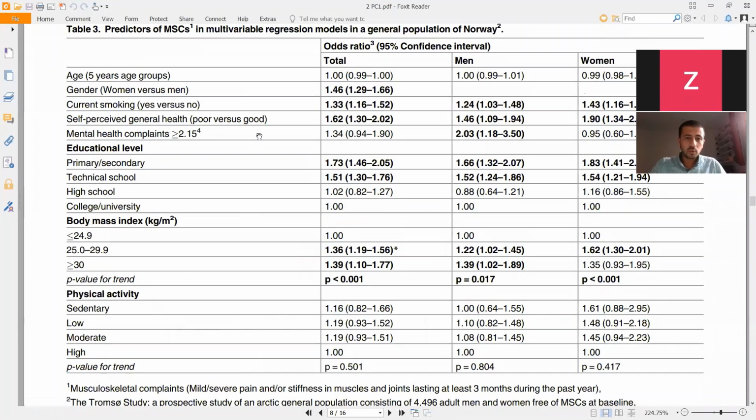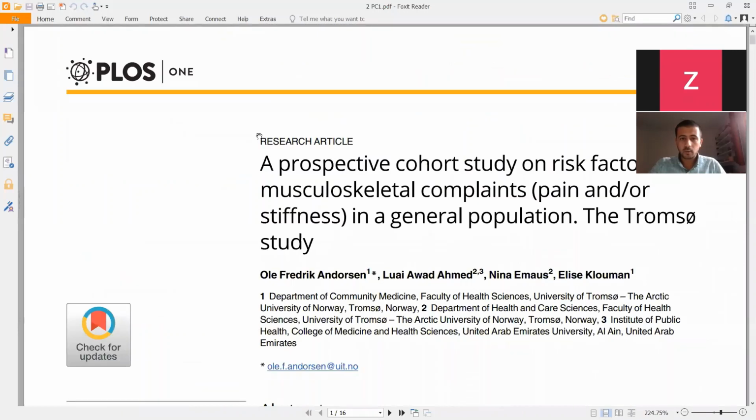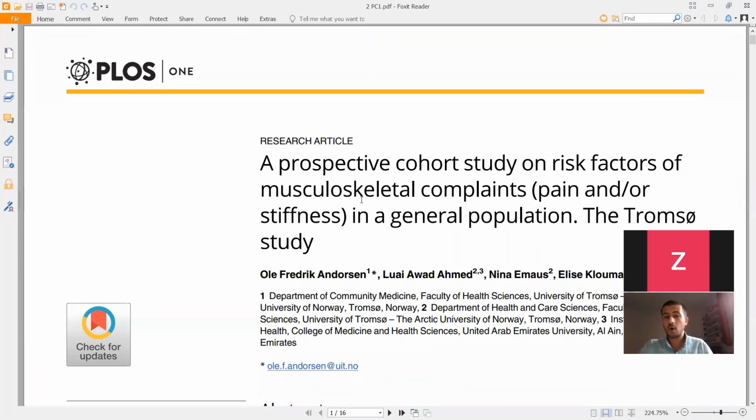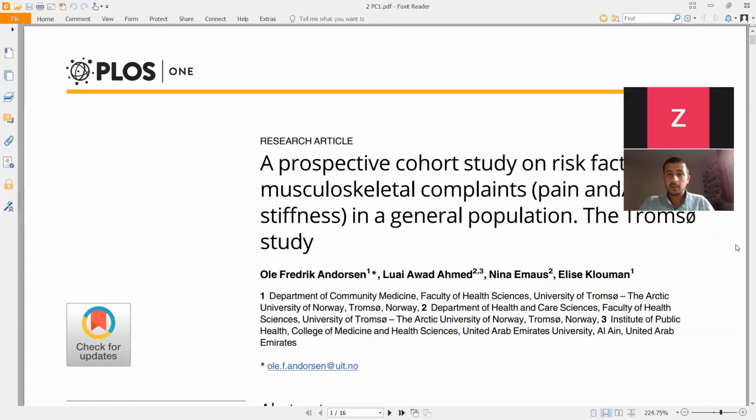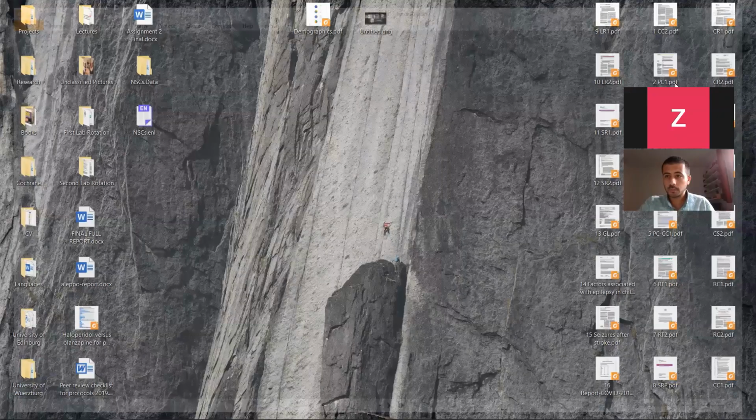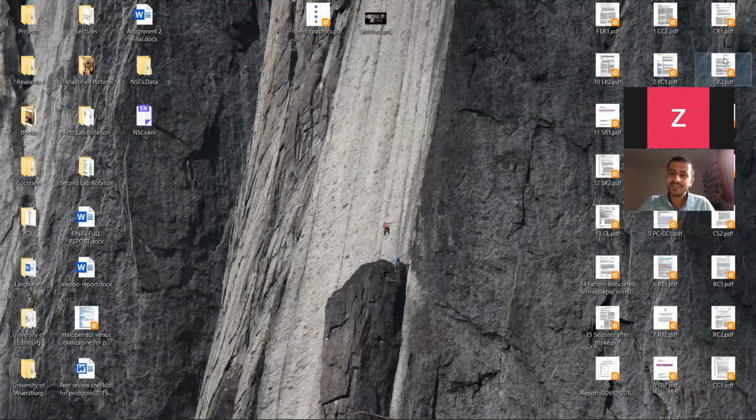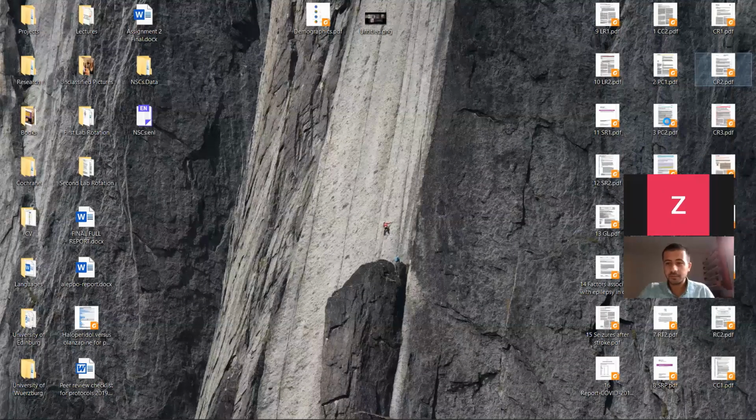I don't want to go any further. I will go back and read the title, and the title is so easy: a prospective cohort study on risk factors of musculoskeletal complaints. So MSC, we know what MSC is right now. So we are done with study number 2. We'll go to study number 3.